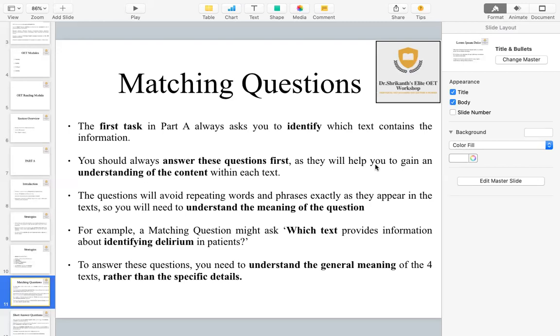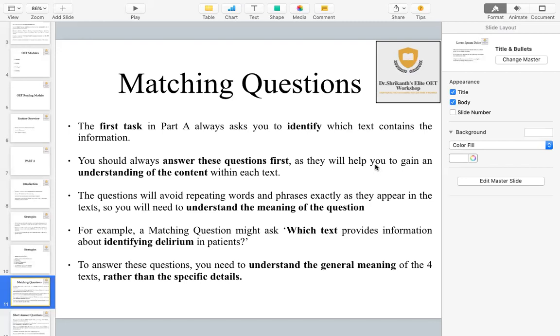So you'll get a little bit more familiarized with the content. And then once you go to the sentence completion or note completion or short answers, because you're already familiar with the four texts, you can easily manage your time and find the accurate answer. So if this works for you, always do the matching questions first, and then you go on to the following sections. All right.